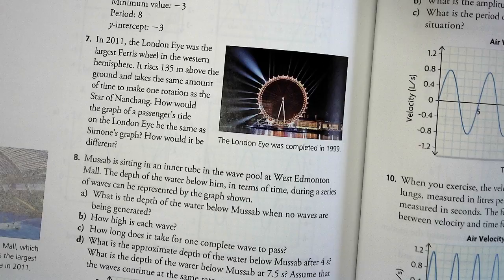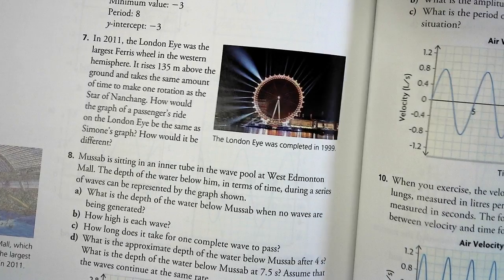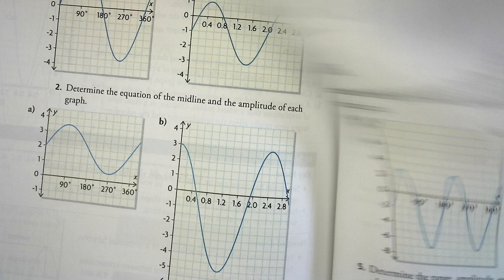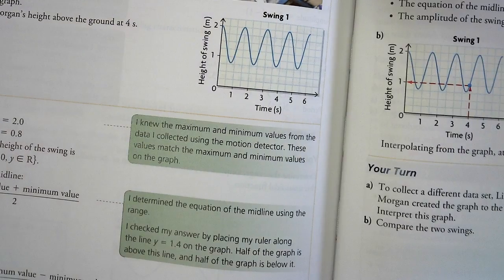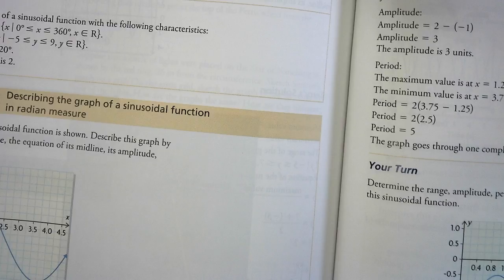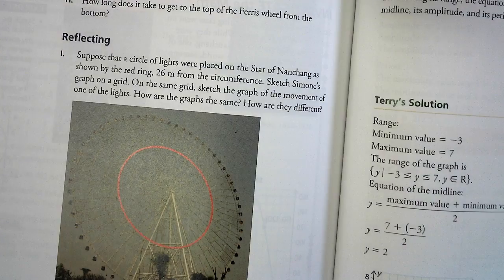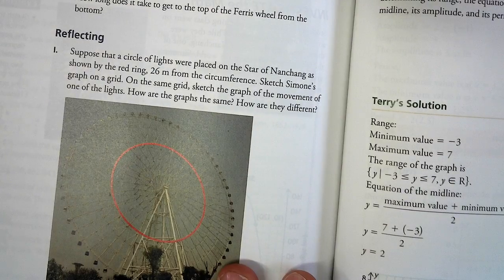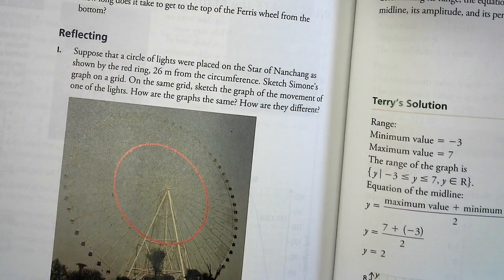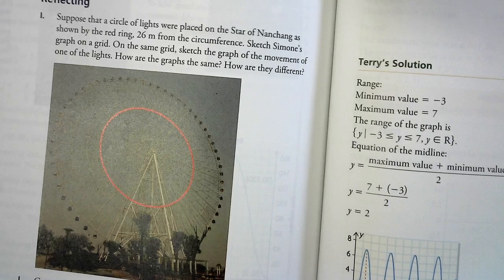Star of Nanchang. How would the graph of a passenger's ride on the London Eye be the same as Simone's graph? How would it be different? So the question is, what's going on with the Star of Nanchang? What is Simone's graph? That is one that was solved in earlier examples and earlier questions. Right here, reflecting number 1. So we've got a 26 meter circumference in reflecting part I.